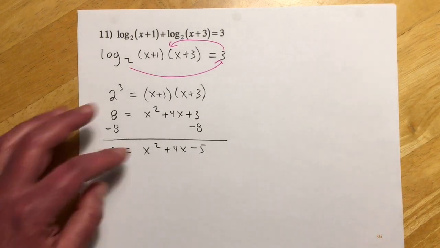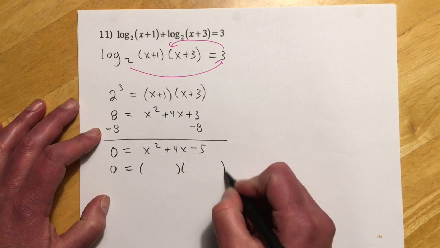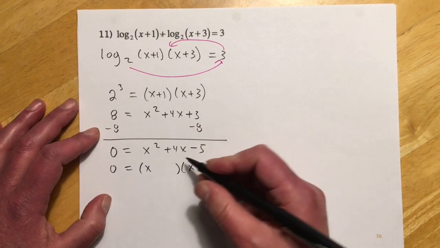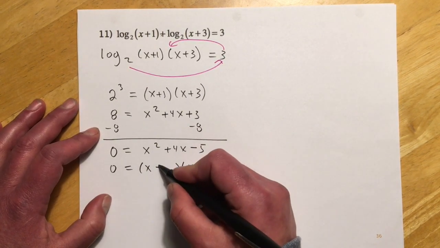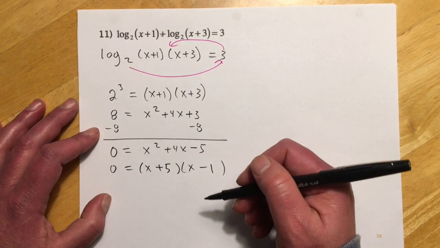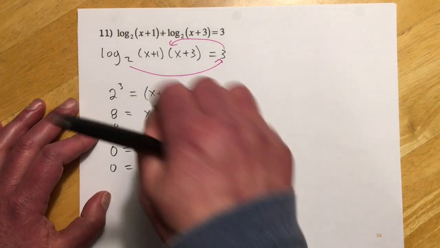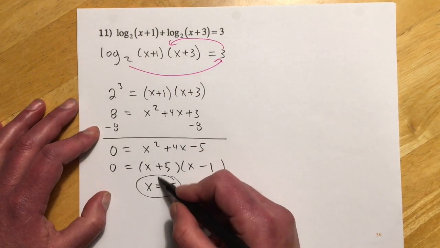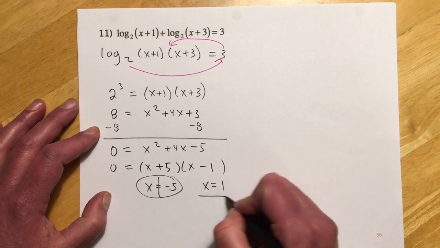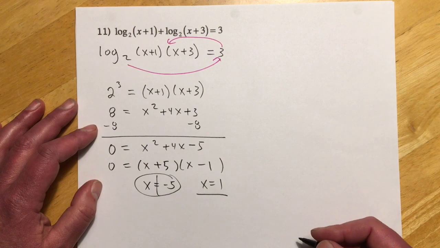So now we got it. It was quadratic, so we got it to 0. Now we can factor and solve. So it looks like plus 5 and minus 1 would multiply to negative 5 and add to be positive 4. So I get a very suspicious x equals negative 5, which totally doesn't check. And I get x equals 1 for my valid answer. Cool, and that wraps up 4.6.